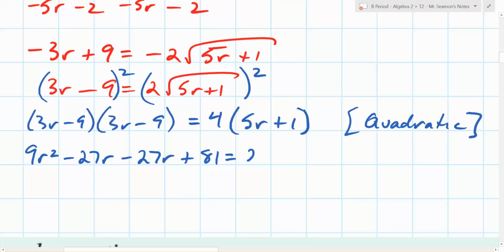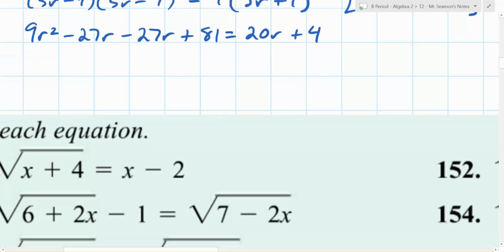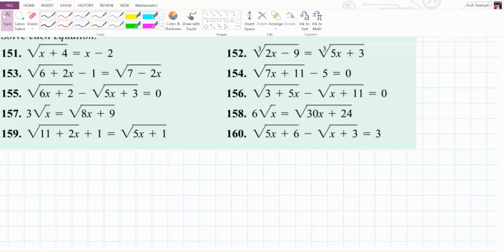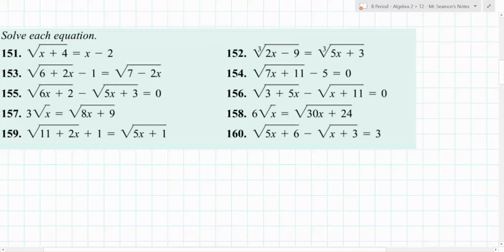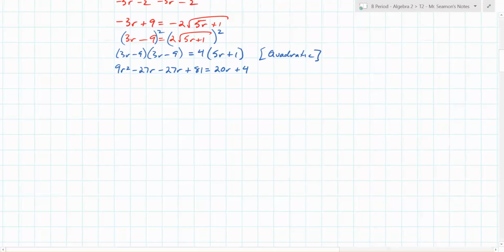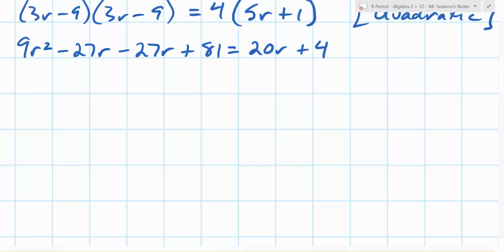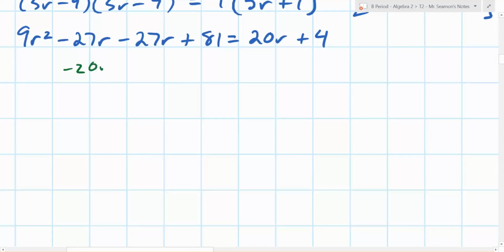81 equals 20r plus 4. Now what do we do? What's our goal now? Set it equal to 0, and then we hope it factors nicely, right? It'd be nice. If it doesn't, then you start doubting whether you're doing it correctly, because you're like, man, it should. So what should I subtract from both sides? The 20r. Yeah, let's subtract the 20r and the 4.